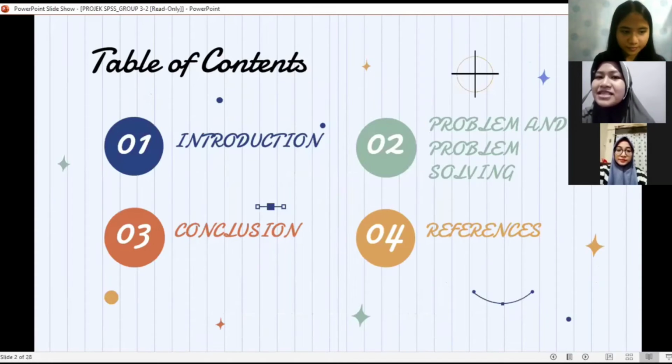Tasya, time is yours. Okay, thank you, Fitri. First will be explained by me. This is the table of content. The first is introduction. The second is problem and problem solving. The third is conclusion. And the last is reference.